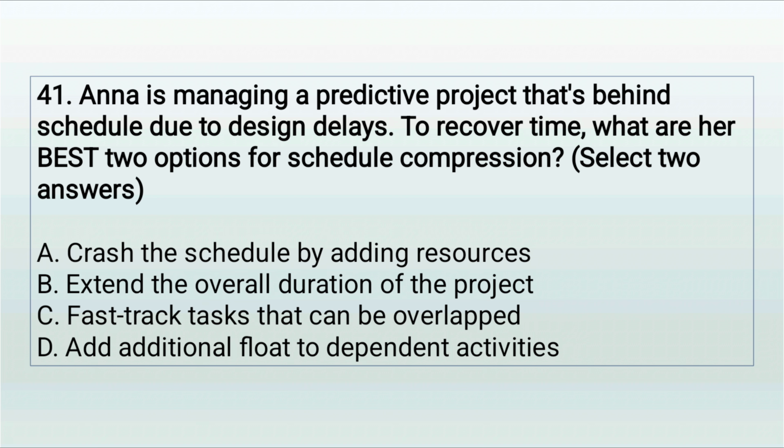Anna is managing a predictive project that's behind schedule due to design delays. To recover time, what are her best two options for schedule compression? Select two answers. A. Crash the schedule by adding resources. B. Extend the overall duration of the project. C. Fast-track tasks that can be overlapped. D. Add additional float to dependent activities.